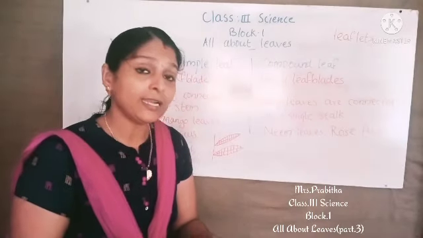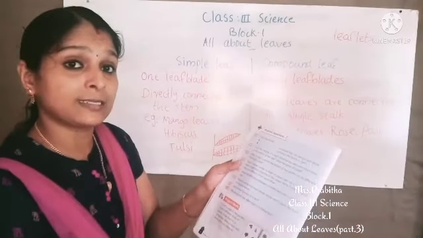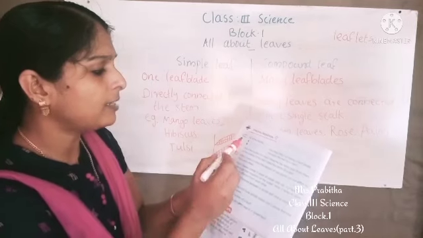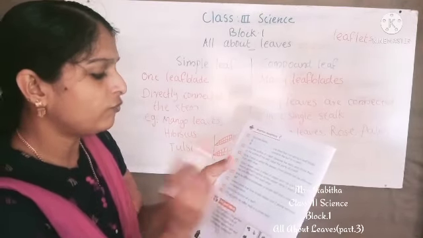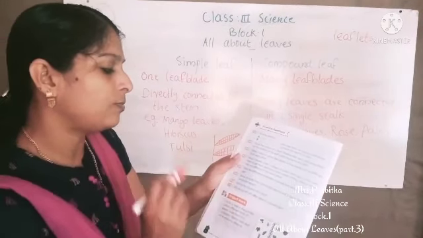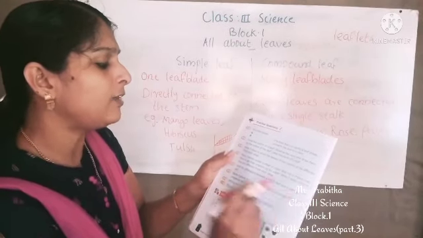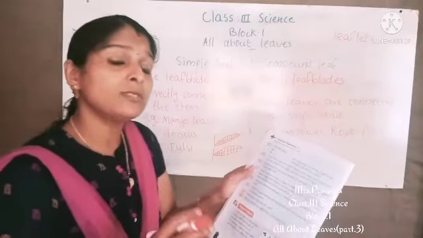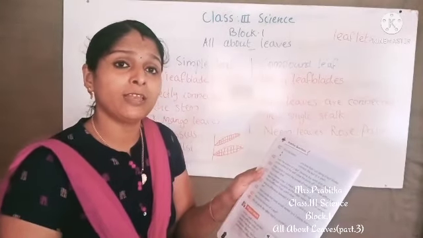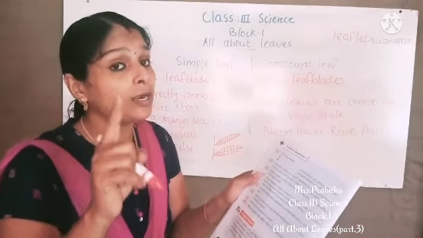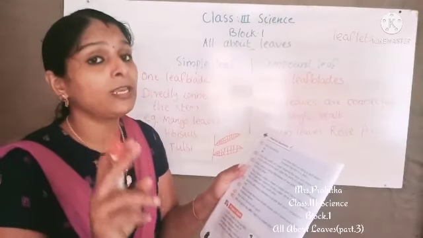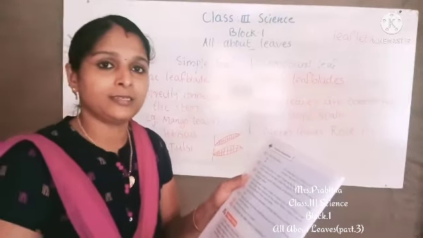Everybody need to take the textbook, page number 6. Okay, so we already discussed 1, 2, 3, 4. Now we have to write practice question 5. Write the difference between a simple leaf and compound leaf. Yes, how is simple leaf different from compound leaf? Simple leaf has one leaf blade. Compound leaf has many leaf blades. Okay.